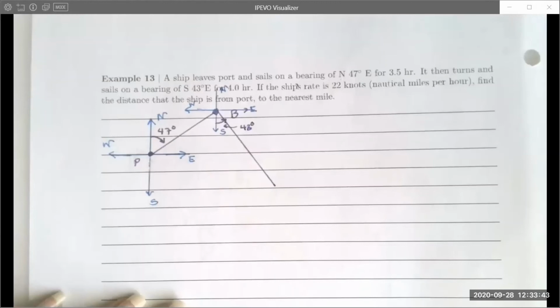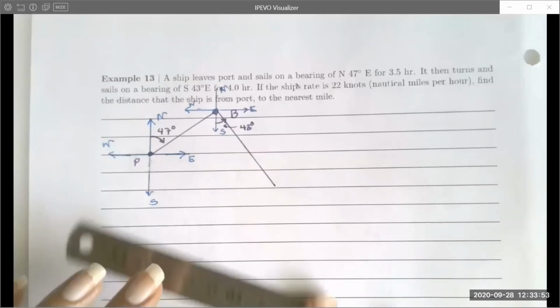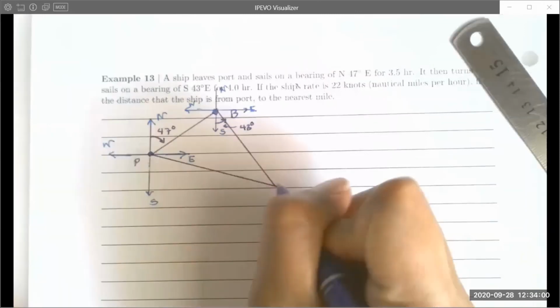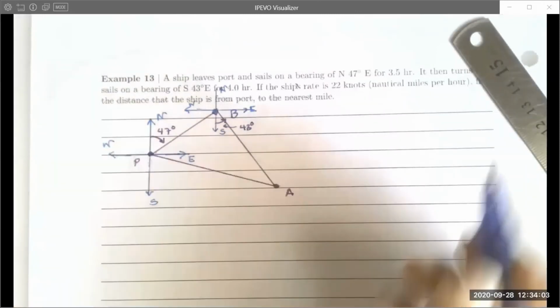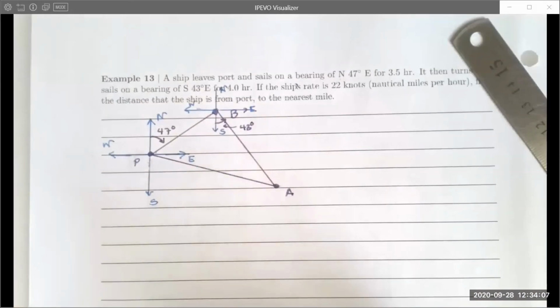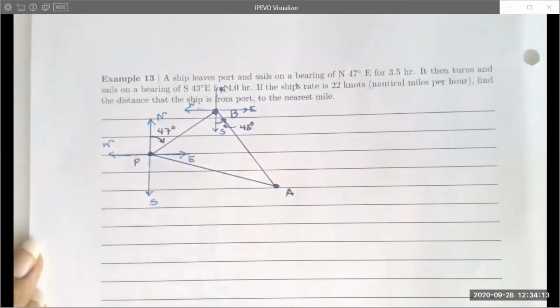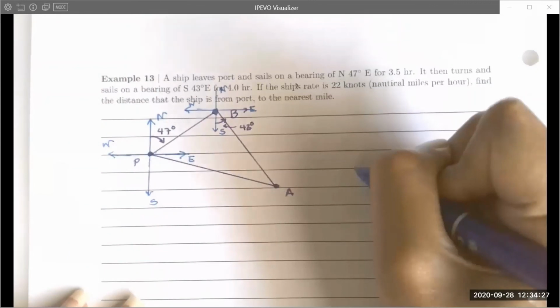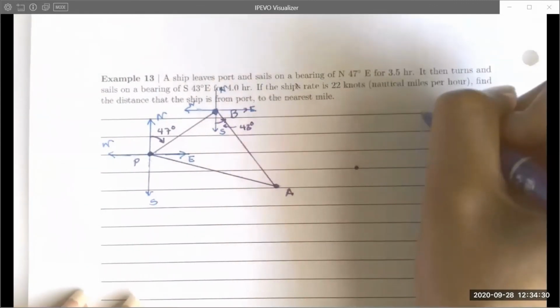Now we are interested in finding the distance the ship is from the port to the nearest mile. So we're interested in this here. I'm going to call this point A. So like we did earlier, I'm going to redraw this triangle, focusing only on the angles and the sides, because there is quite a bit going on with all of these directions in the diagram as it is. So let me just redraw it really quick. I'll have P, I'll have B, and then I'll have A.